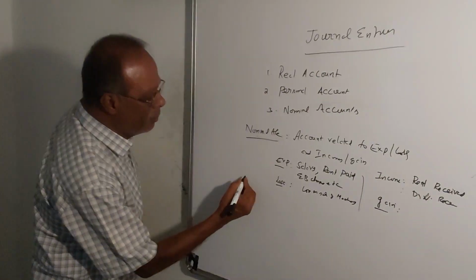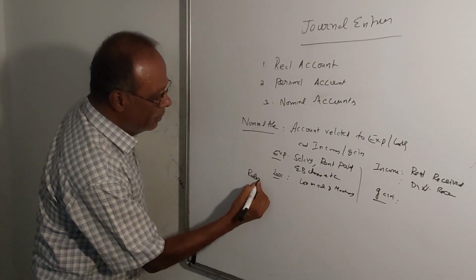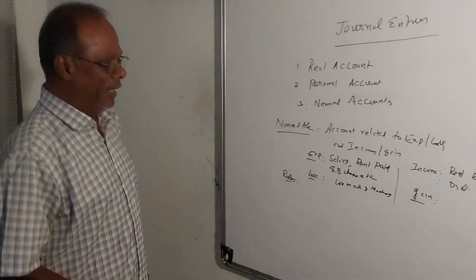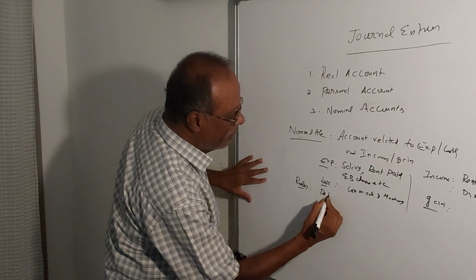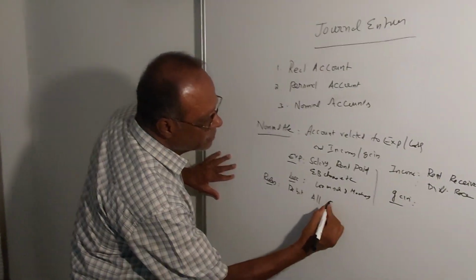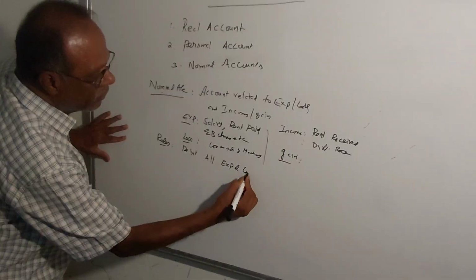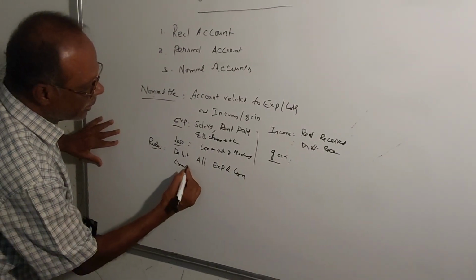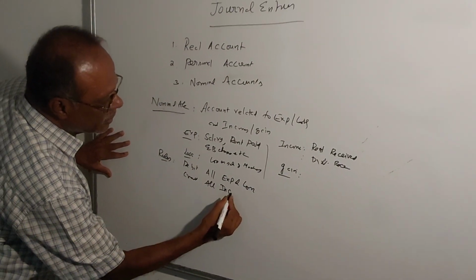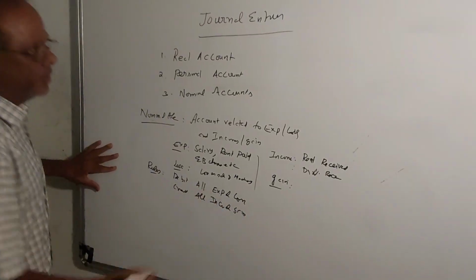The rule is also very important. Rules: Debit all expenses and losses. Credit all incomes and gains.